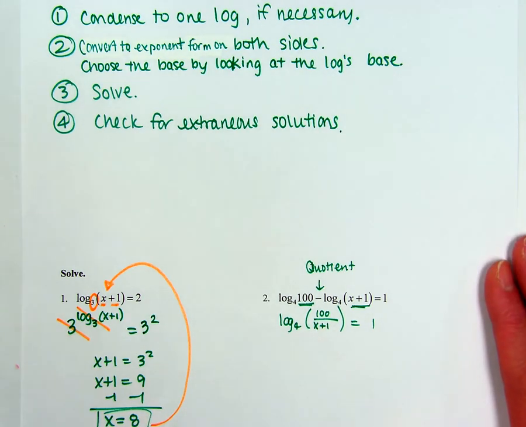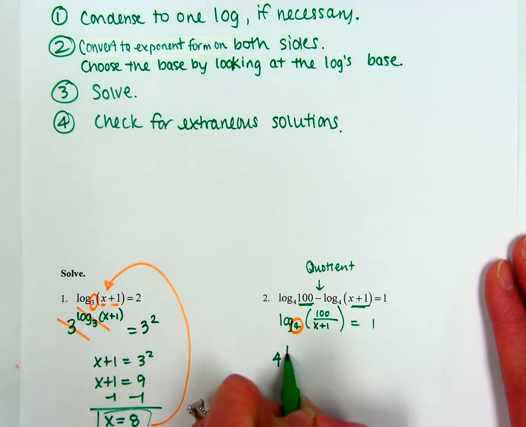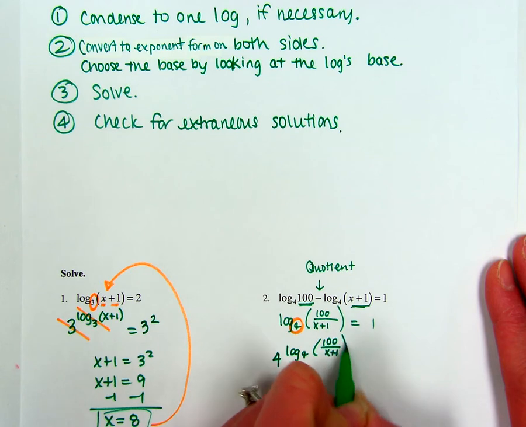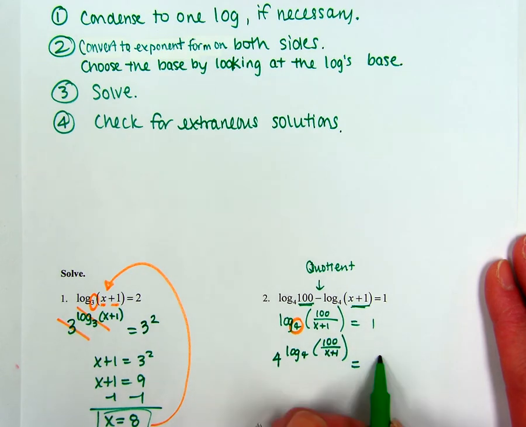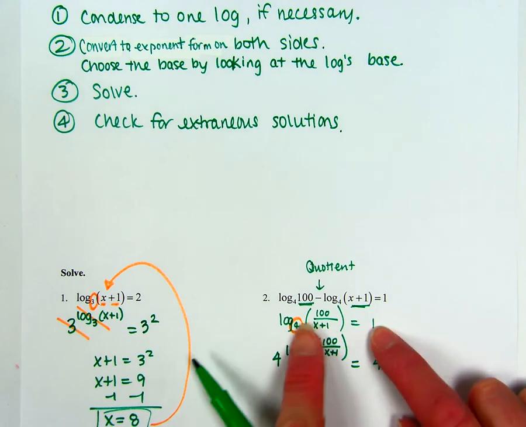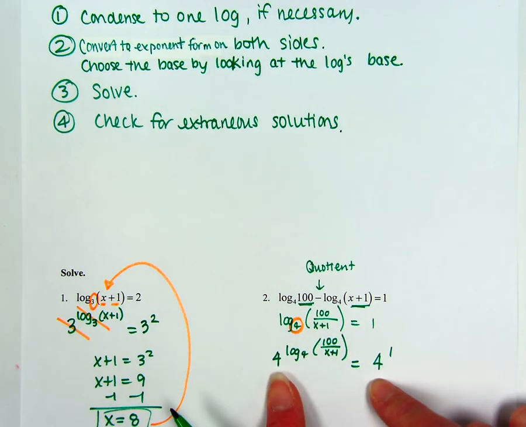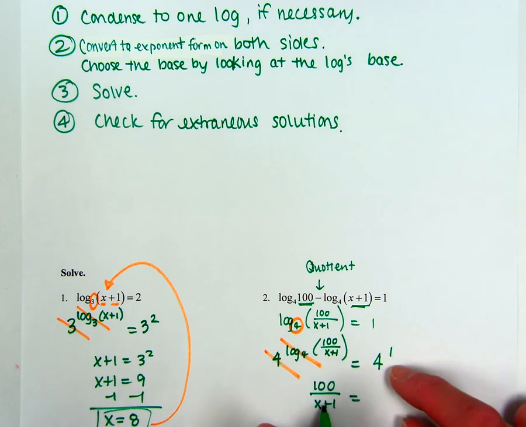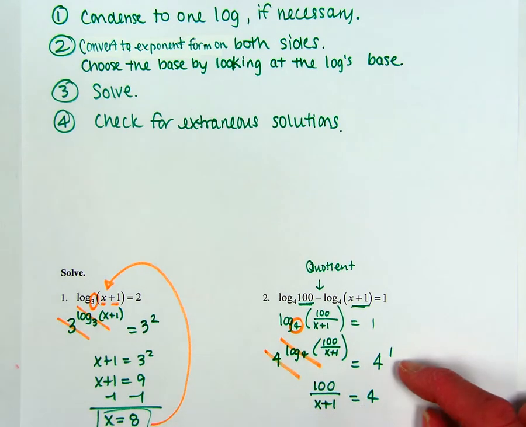So my log's base is 4. That means I'm going to write 4 to the log base 4 of 100 over x plus 1 equals, and on this side I also need to do 4 to the first power. So these things became my exponents and my bases were 4. Okay, so now we're going to use our shortcut rule. If we have 4 with the log base 4 in our exponent, then those cancel, so I just have 100 over x plus 1. And then 4 to the first power is just 4.